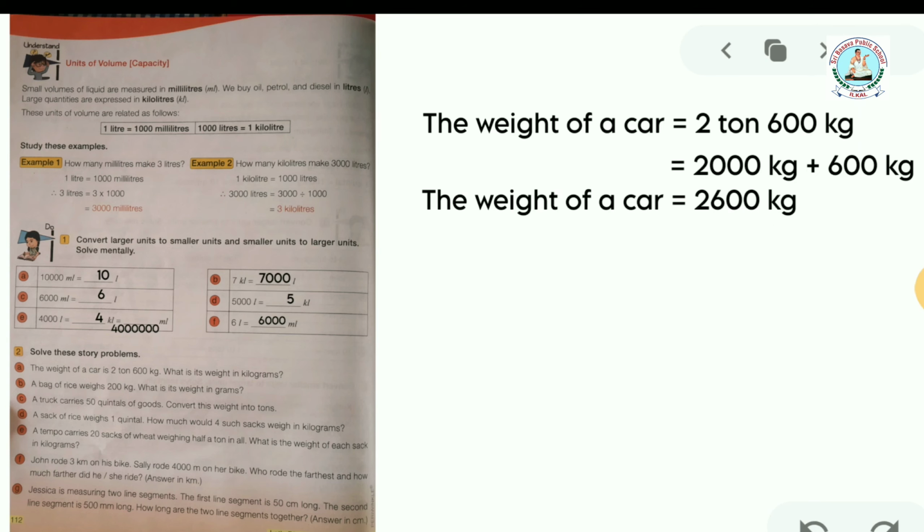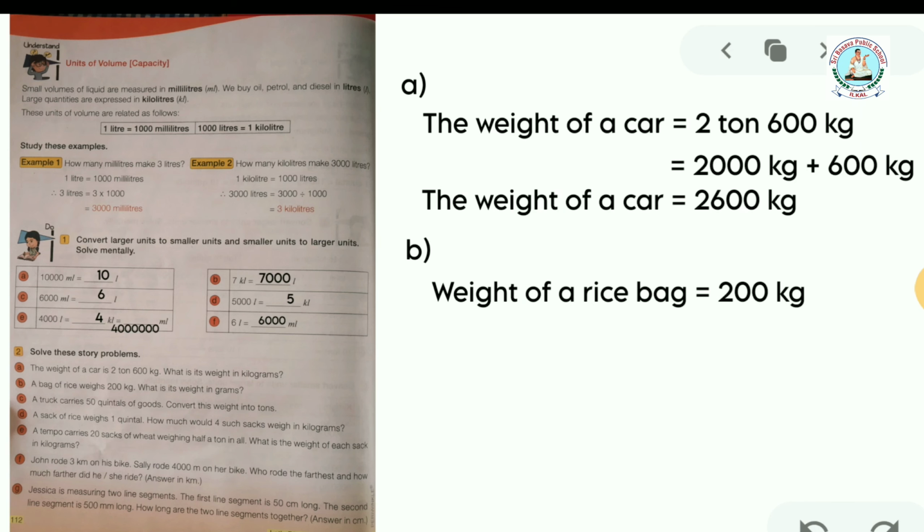Let's move on to the second question. A bag of rice weighs 200 kg. What is its weight in grams? The weight of a bag of rice is 200 kg, and we have to express this 200 kg in grams. So we are moving from bigger unit to smaller unit, because we are going from kg to gram, which means we have to divide this given number by how much? That is 1000, right? So it is 200 kg.